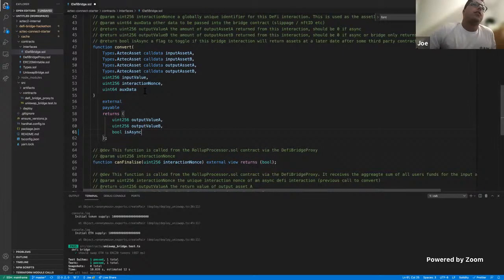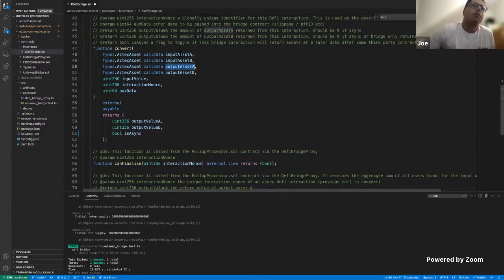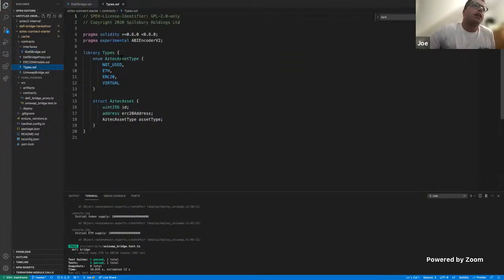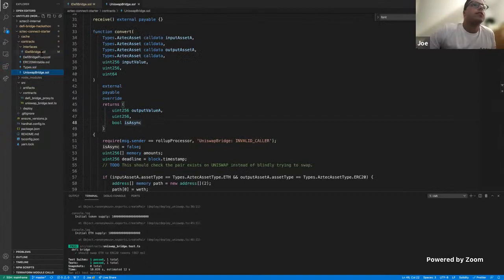How it does that and how it knows what to do is that it's got the input asset data and output asset data, which tells us, if we look at the types, that these asset types are ETH, ERC20, or virtual, and we'll come on to what virtual means in a second. But go back to the interface.